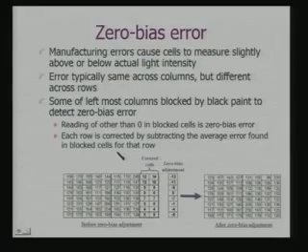Now when we are using a CCD, there is one important issue which we need to consider, which is called zero bias error. Manufacturing errors cause cells to measure slightly above or below the actual light intensity. That means the sensitivity can vary. So we need a measure of the sensitivity so that we can correct the CCD readings. What is found is that the error is typically the same across columns but different across rows.